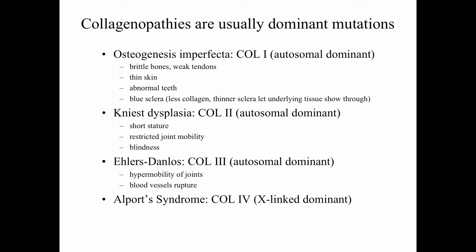And then collagen type 4 mutations, Alport syndrome. This one turns out to be an X-linked dominant mutation. These individuals have filtration problems. They have hematuria, that is blood in the urine. They don't have proper filtration at the glomerular basement membrane. They also have ocular issues and progressive loss of hearing.